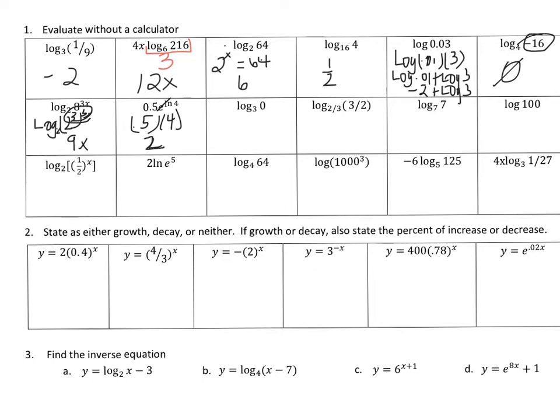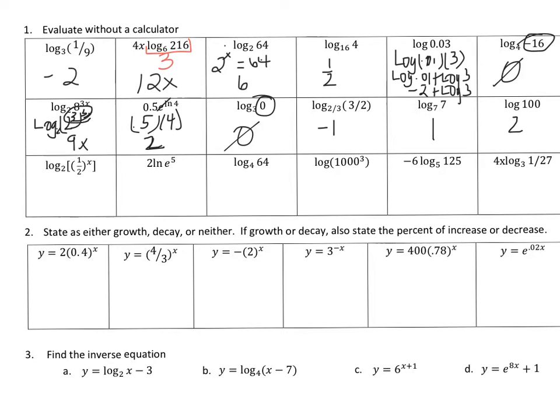The log base 3 of 0. Again, the of part cannot be 0 or negative, so there's no solution. Log base 2/3 of 3/2. 2/3 and 3/2 are reciprocals, so that means 2/3 to the -1 power gives you 3/2. Log 7 of 7 is 1. Log 100 is 2, because 10 squared is 100.